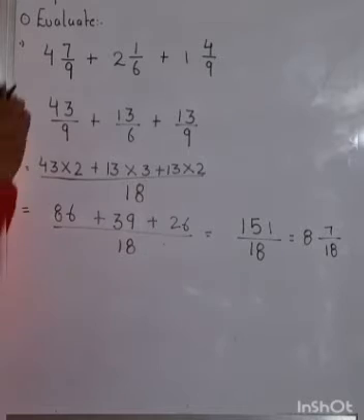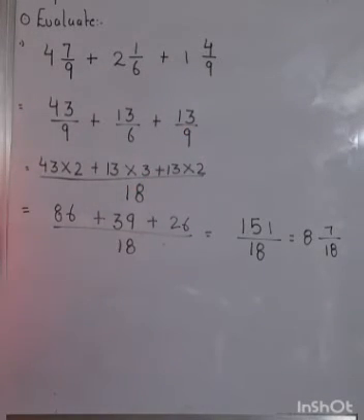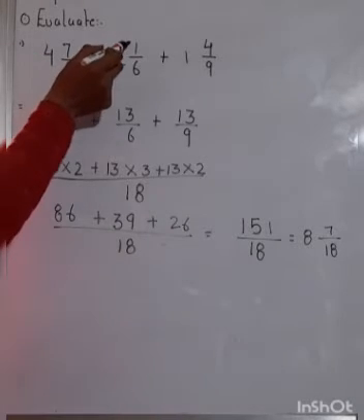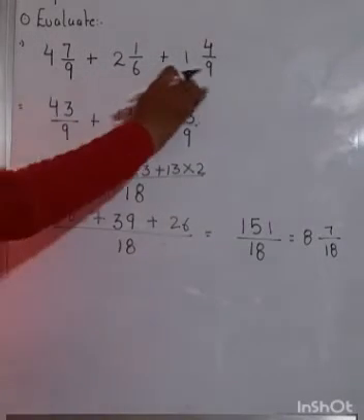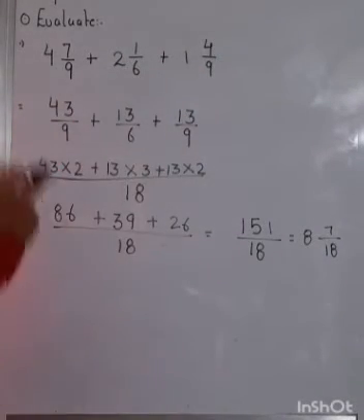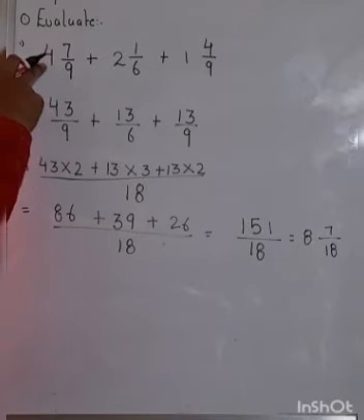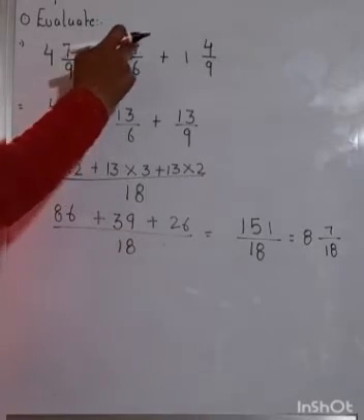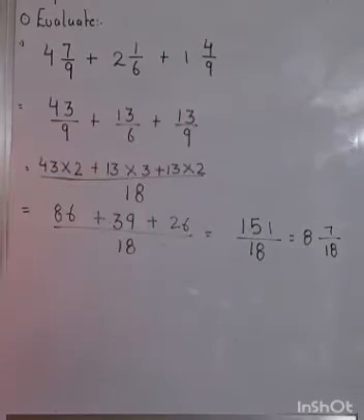Now a question in which you have to evaluate. They have given you a question and you have to solve it. So here I have done one. This equation is 4 whole 7 upon 9 plus 2 whole 1 upon 6 plus 1 whole 4 upon 9. As you can see, all of them are mixed fractions. So first you have to convert them into improper fractions. So 9 4s are 36, 36 plus 7 will be 43, 6 2s are 12 plus 1, 13 by 6, 9 1s are 9 plus 4, 13 by 9.